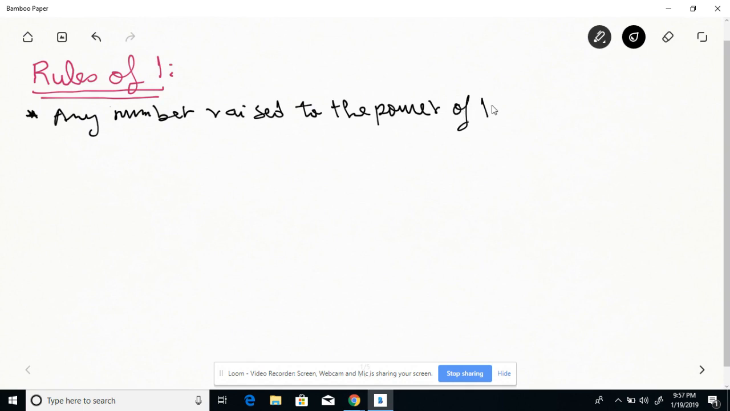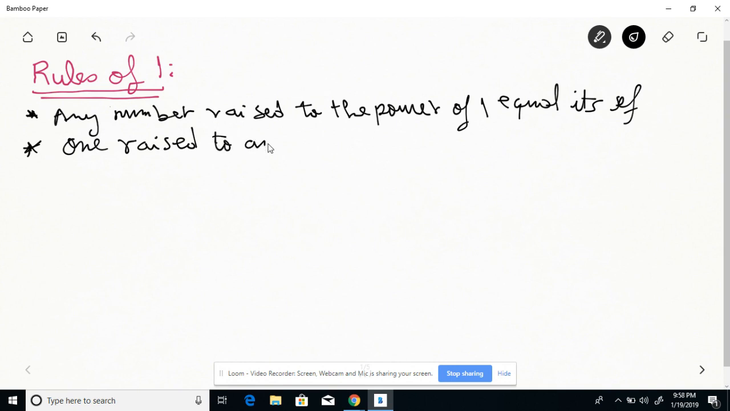Equals itself. Second condition is 1 raised to any power is 1.